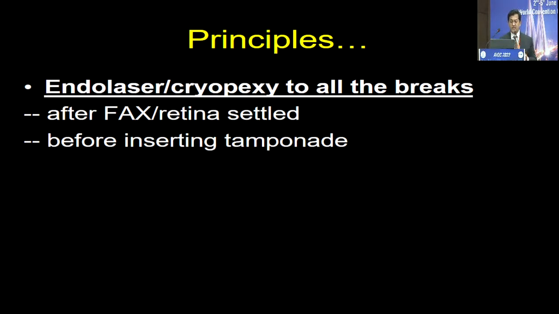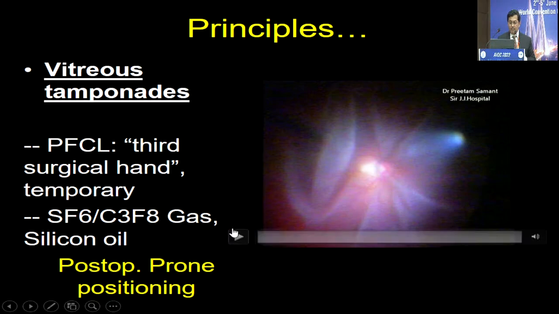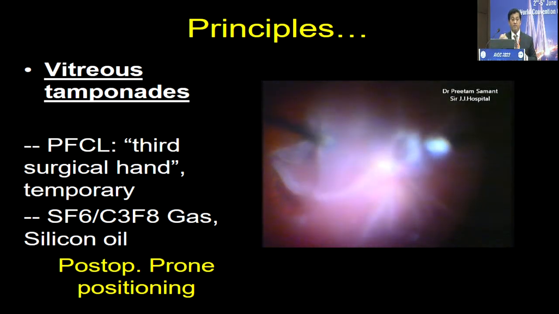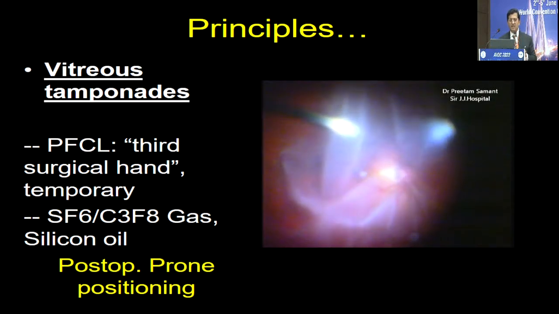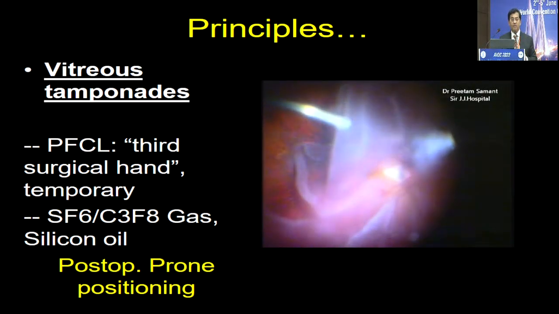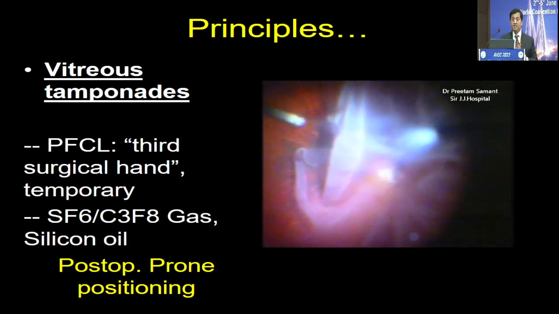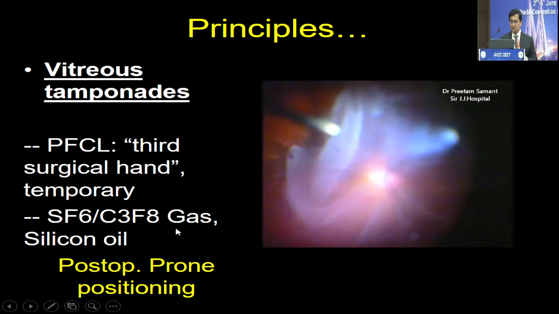Then doing laser and cryopexy to all the breaks, and this is done after you've done a fluid air exchange, before inserting the tamponade. The various tamponades that we use in retinal detachment: the PFCL, which is essentially a temporary tamponade. You can't leave PFCL for many days after the surgery because it is toxic to the retina, but it acts as a fantastic third surgical tool where it keeps the retina absolutely stable, keeps the retina back, avoids iatrogenic retinal breaks.